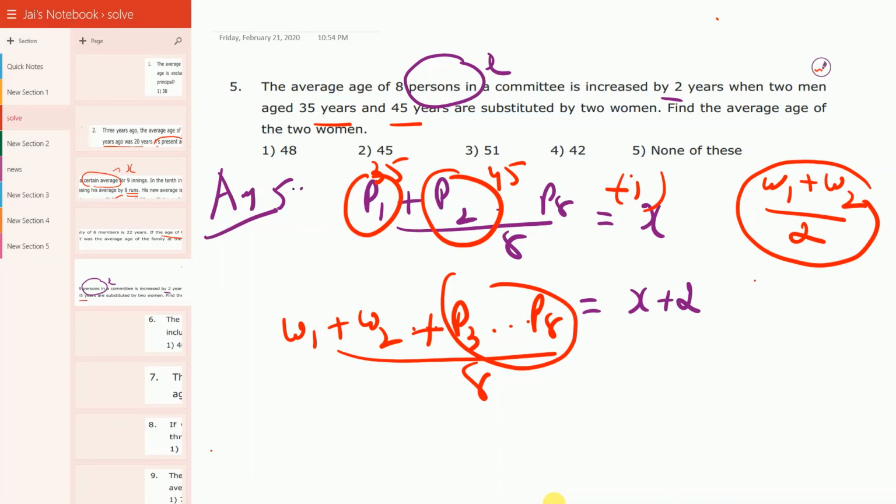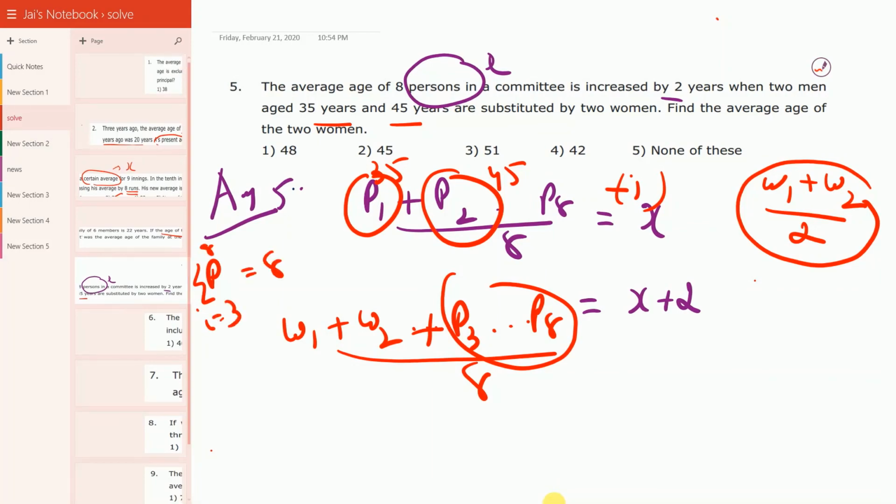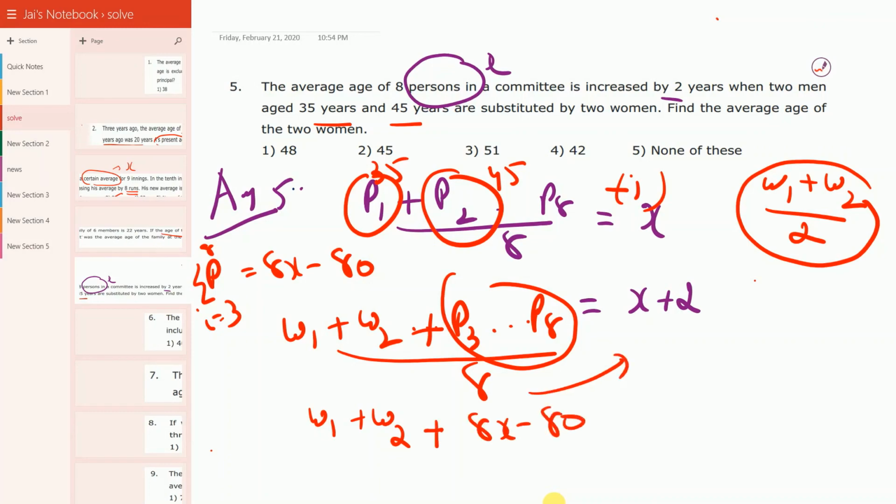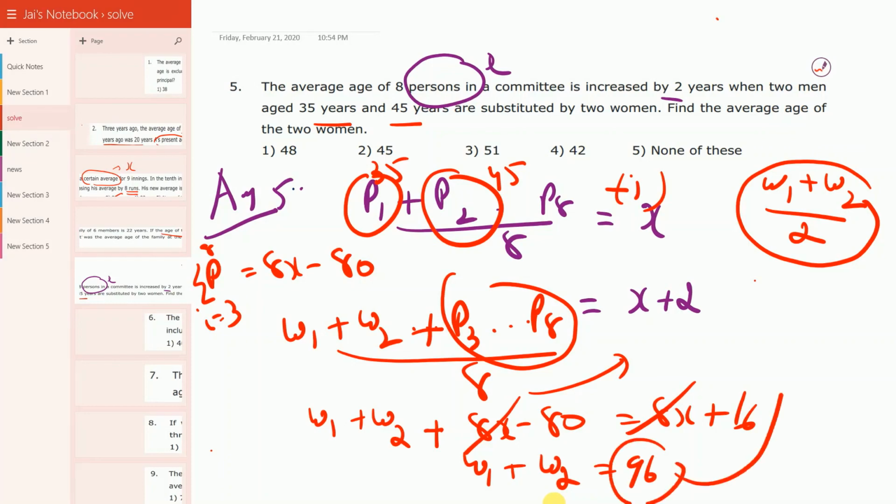So this comes out to be summation Pi for i equal to 3 to 8 is nothing but 8x minus P1 minus P2. The value of P1 plus P2 is 35 plus 45, that is 80. Okay, so now substituting, the value of P3 plus P4 plus P5 up till P8 is nothing but 8x minus 80, and cross multiplying this gives 8x plus 16. 8x gets cancelled out, so the value of W1 plus W2 comes out to be 96, and they are asking me the average, so this means I need to divide it by 2. So the correct option would be 48 years. That option is the right answer.